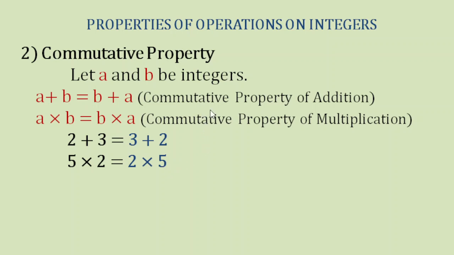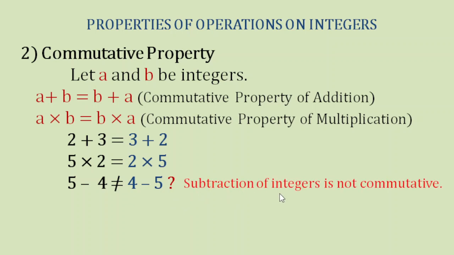But why don't we have commutative property of subtraction? And we don't have commutative property of division either. Consider this question. Is 5 minus 4 equal to 4 minus 5? No. Why? Because 5 minus 4 is obviously 1, while 4 minus 5 equals negative 1. So they are not equal. Therefore, we can say that subtraction of integers is not commutative.